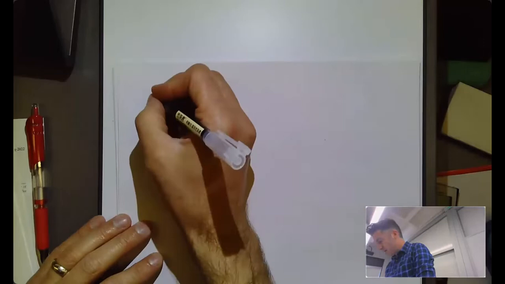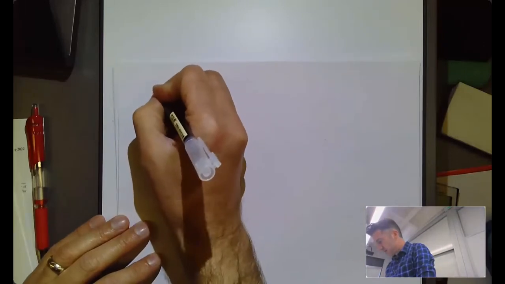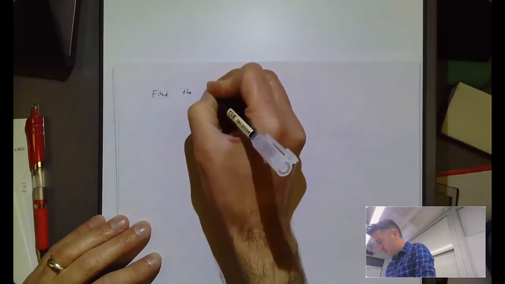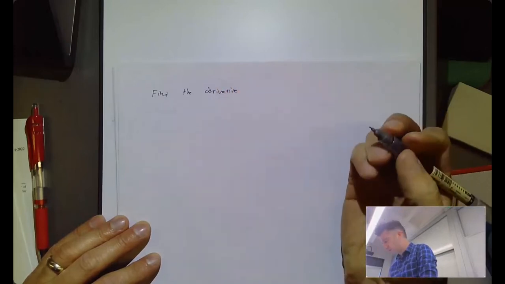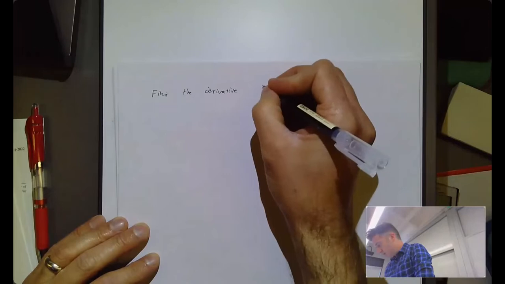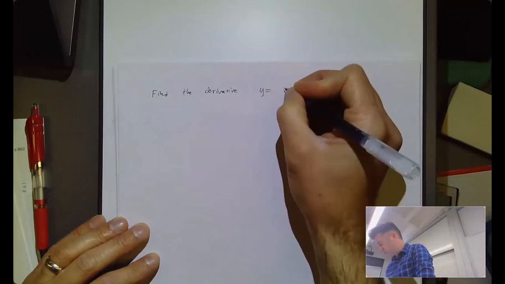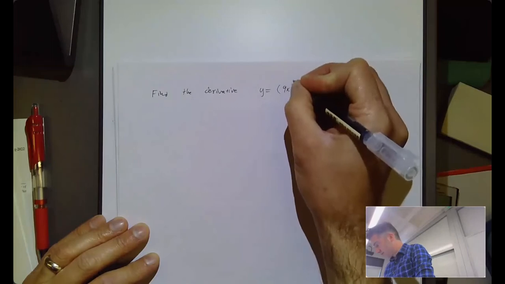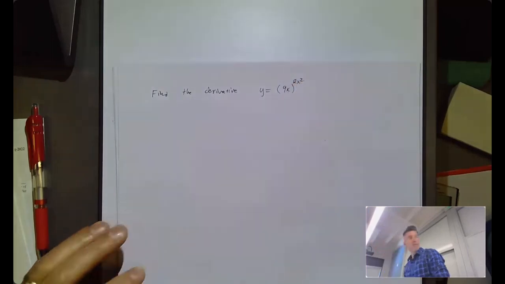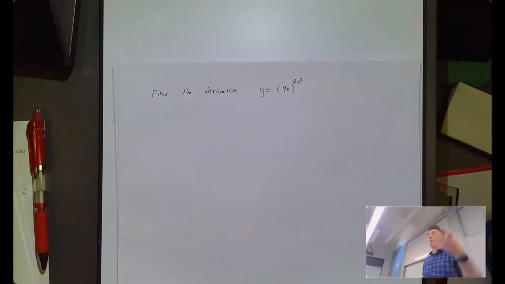Okay, so let's say we wanted to find the derivative of, sure, let's say y equal to 9x to the 2x squared power, where both your base and your exponent have a variable.